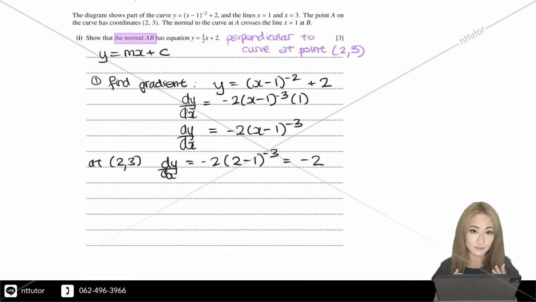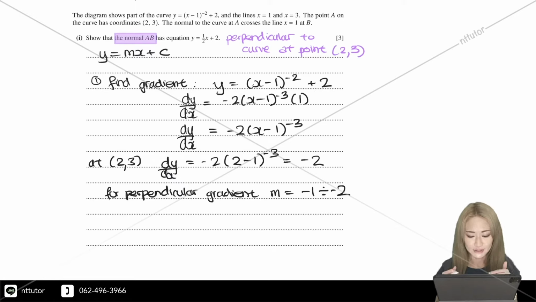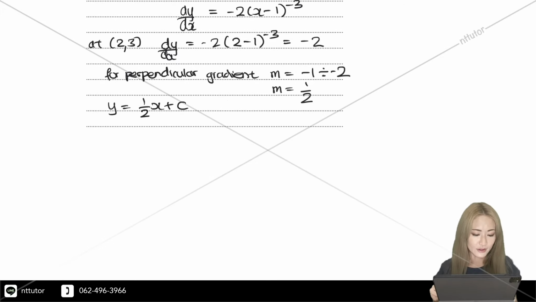But the normal is perpendicular to the curve at that point. So the gradient of the normal has to be minus 1 divided by minus 2, which is a half. So we know that for the straight line y equals mx plus c, m must be a half. So the straight line must be y equals a half x plus c. We also know that it must pass through the point (2, 3). This means that when x equals 2, y equals 3.